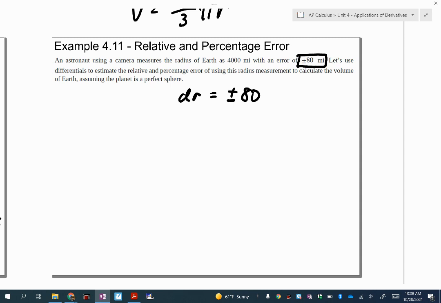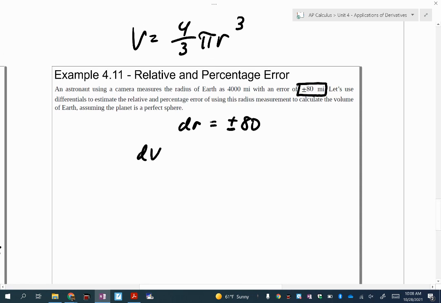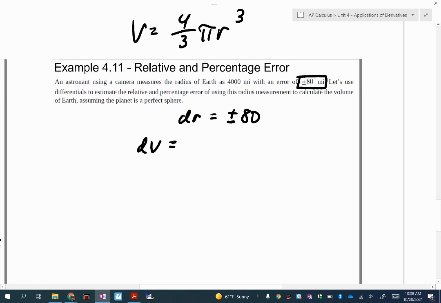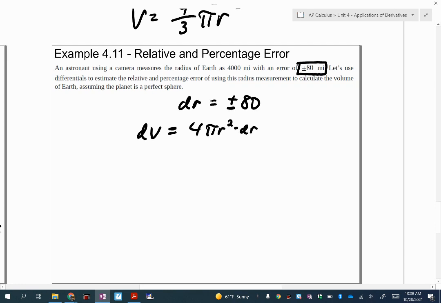So I'm going to find, let's write down the change in the volume. So dV, the measurement error in the volume, would be the derivative of volume, which is power rule 3 times 4/3, which is 4 pi r squared times dr. So I can use this to find my error in measuring the volume.